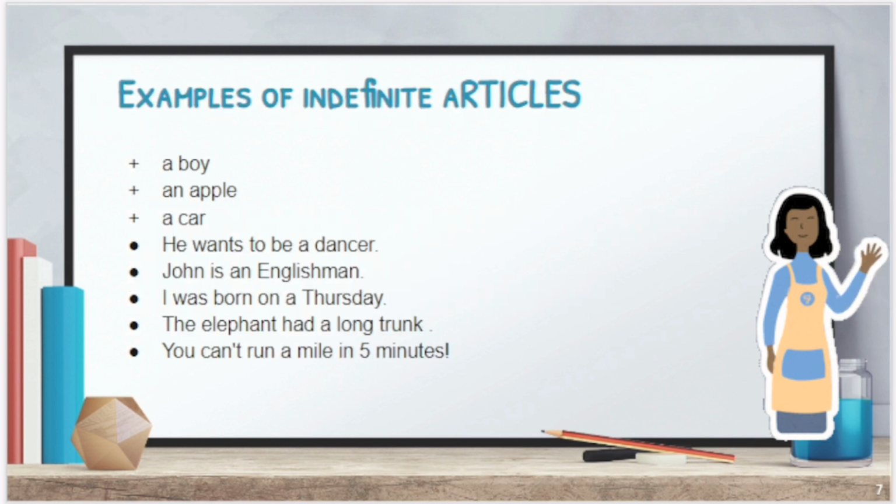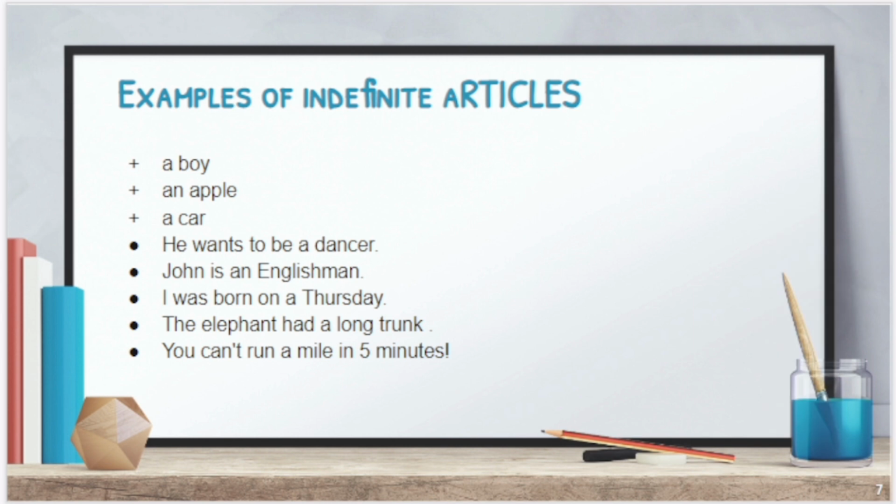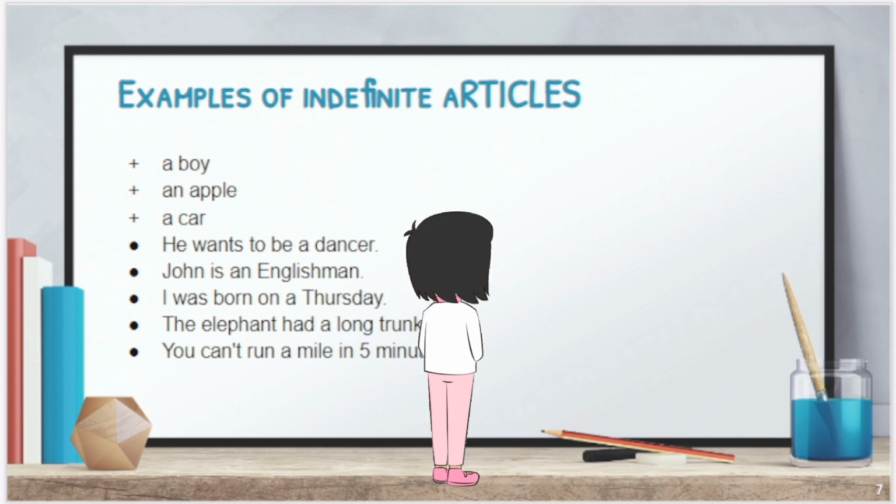Now I will discuss the examples of indefinite articles. A boy, an apple, a car. He wants to be a dancer. John is an Englishman. I was born on a Thursday. The elephant had a long trunk. You can't run a mile in 5 minutes. These are some examples of indefinite articles.